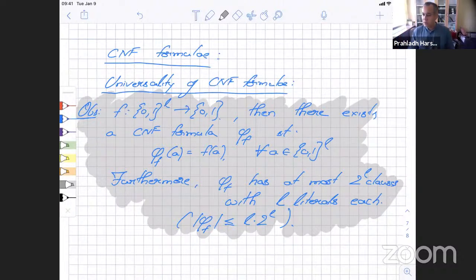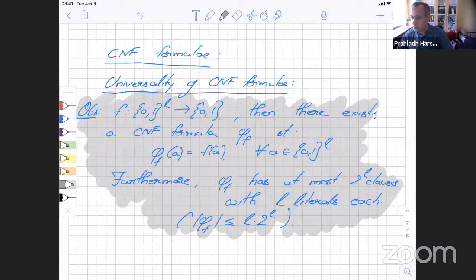This is possibly called the max term. I'm not sure about the terminology. Take all the max terms of the function f, and those are your clauses. Put them together. There are at most 2 to the L clauses, each clause has L literals, and that's the CNF formula. People with me? I'm not writing down details, but do you follow me? If you don't, please do ask.